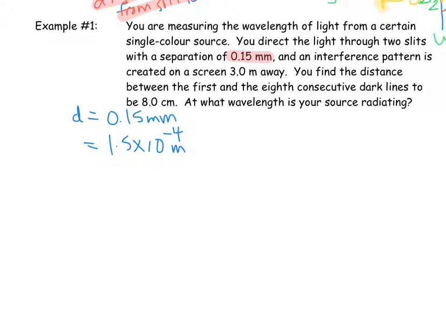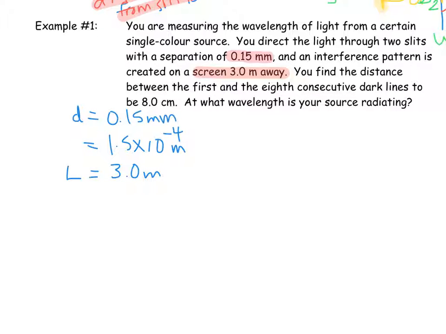Okay, next. The next thing I have is that an interference pattern is created on a screen that is 3 meters away. So that's telling me that the distance between my screen and my light source is 3 meters, so that is L in this formula. So L is equal to 3.0 meters. All right, the next part is a little bit trickier, so it might help for me to draw a bit of a visual for you.